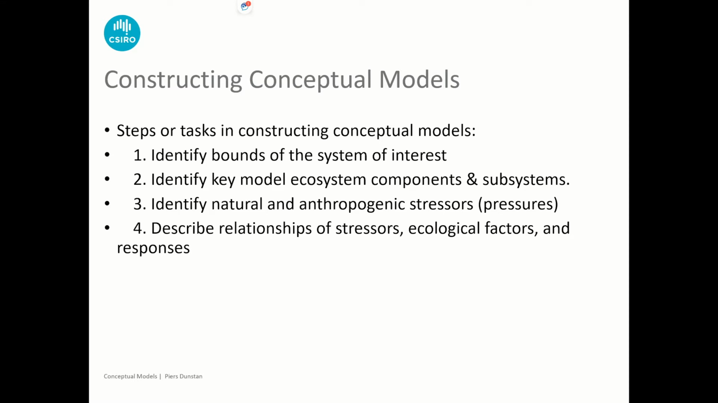So the tasks that we're going to do for developing these conceptual models is, first we're going to identify the bounds of the system of interest. How far, what's the scope that we're actually talking about? Identify the key components of the ecosystems that we're interested in and their subsystems. We're going to identify the natural and anthropogenic stresses and describe the relationships between all of these things. And that allows us to build up that conceptual model, that working hypothesis of how we think the ecosystems are going to operate.